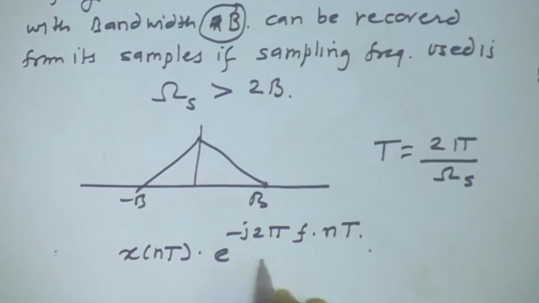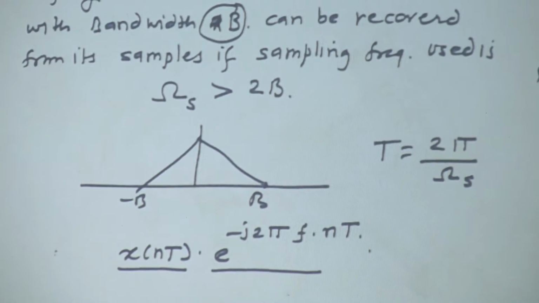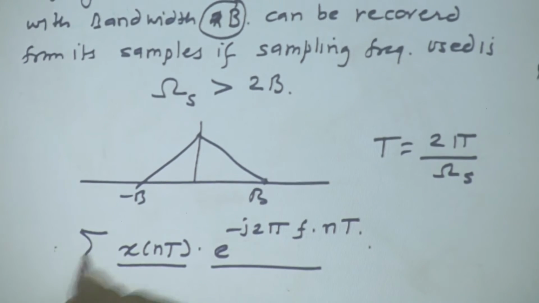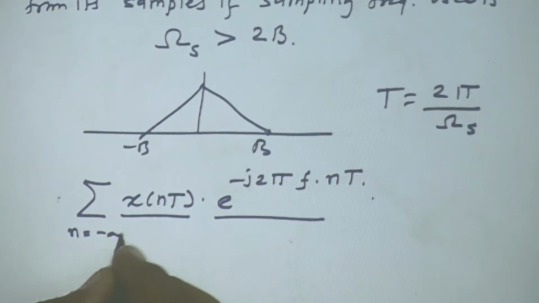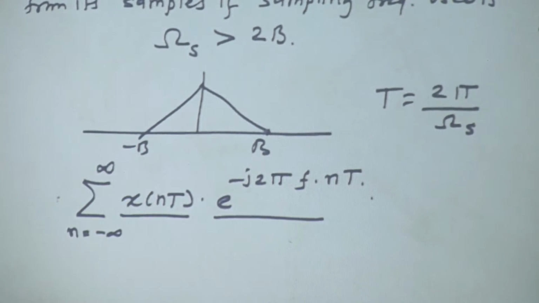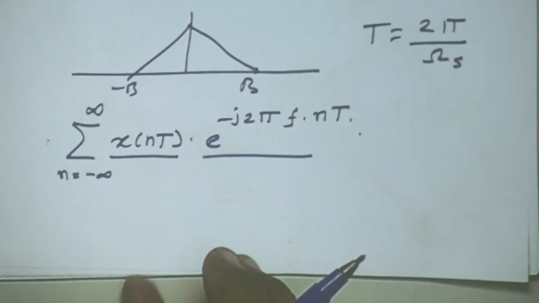Now this becomes a multiplication. This is a sequence, and this is another sequence of numbers. For multiplication of sequences of numbers, I need not integrate. What I need to do is sum it. Sum from n going from minus infinity to plus infinity. And then I play with the right hand side.